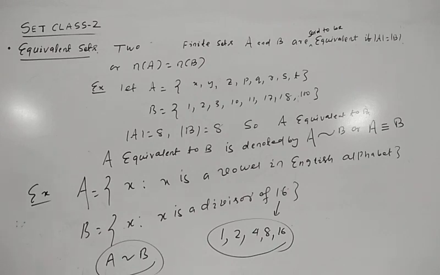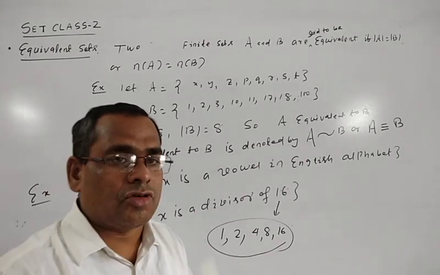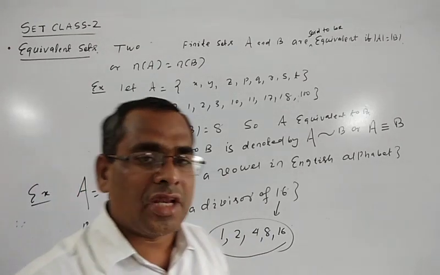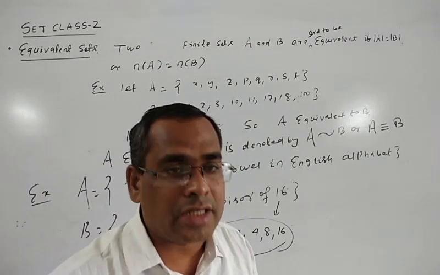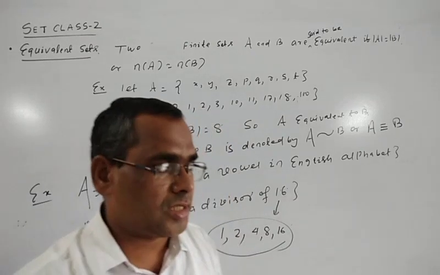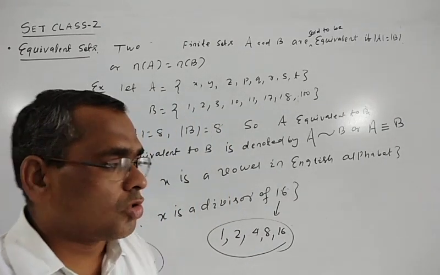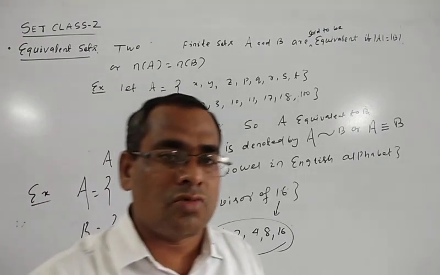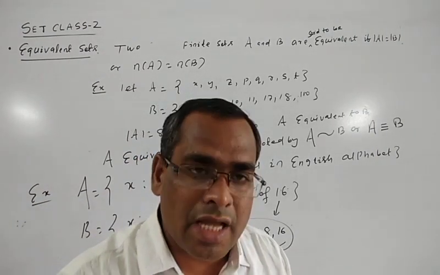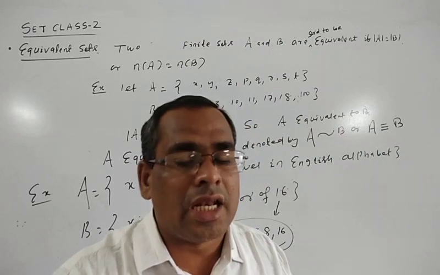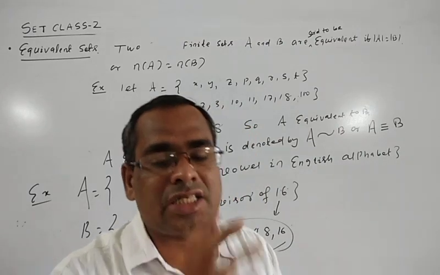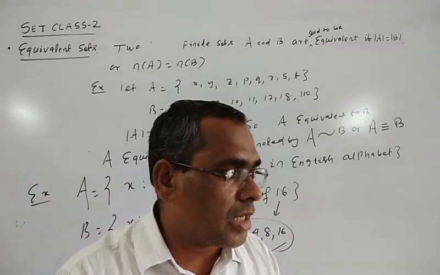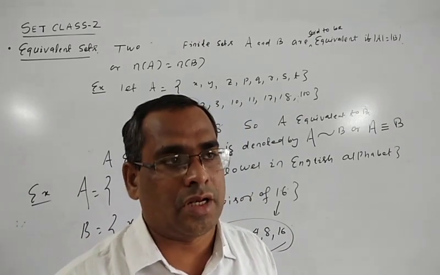But two infinite sets are said to be equivalent if there is a one-to-one relation established between the elements of these two sets. Finite sets we call equivalent if they have the same number of elements.